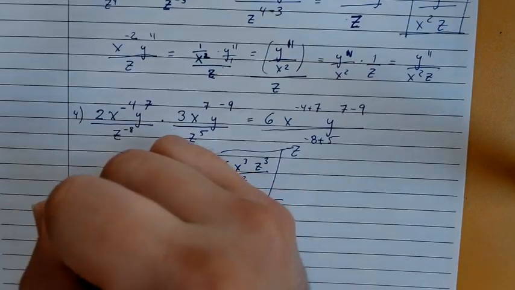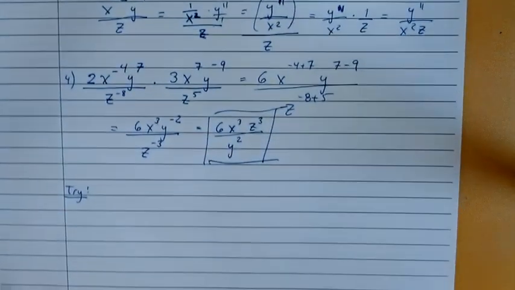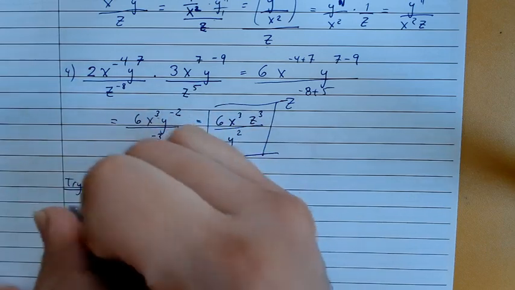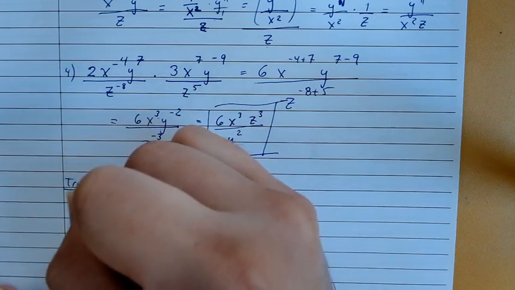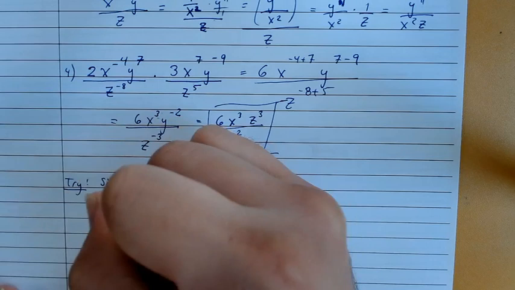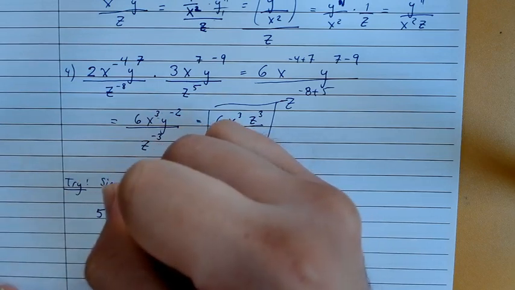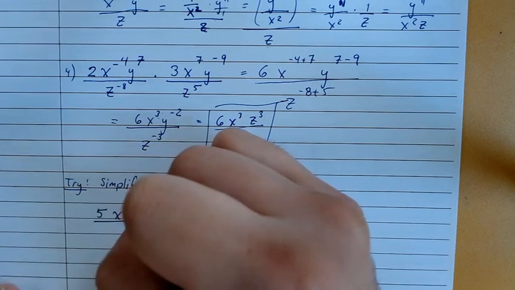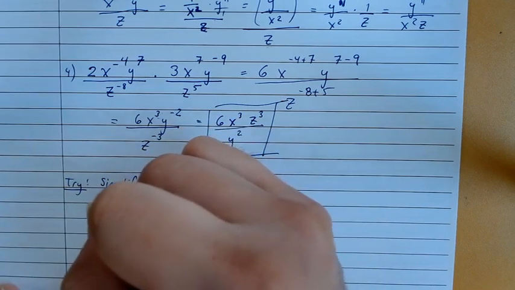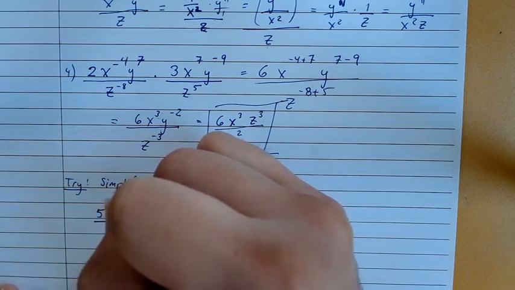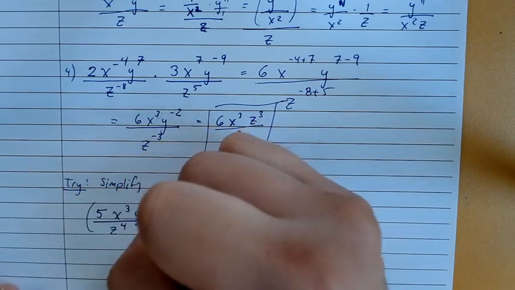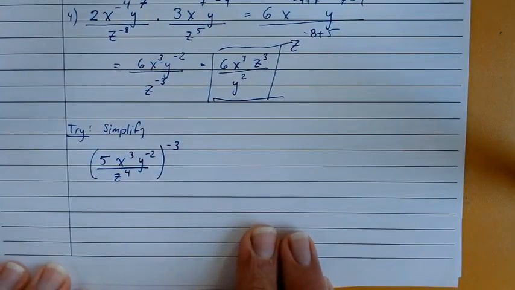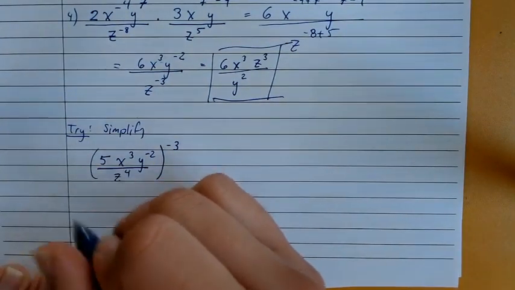So go ahead and give this a try. Go ahead and simplify. Let's do 5 x to the power of 3, y to the power of negative 2, over z to the power 4, and we'll raise the whole thing to the power negative 3. So simplify that as much as you can, and then also try this one.